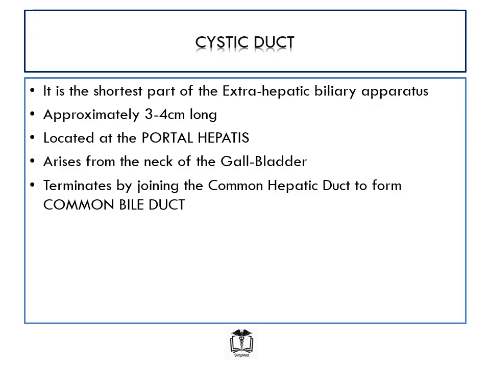Let's talk about the cystic duct. This is the third component of the extrahepatic biliary apparatus. It's the shortest part in terms of length. It tends to run from the neck of the gallbladder towards the common hepatic duct, and the entire length of the cystic duct is about 3 to 4 centimeters.